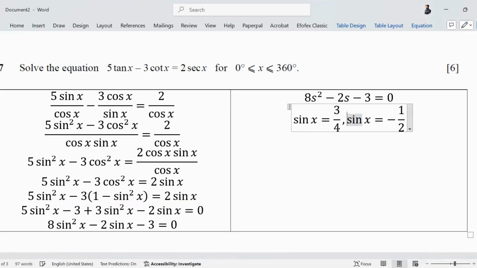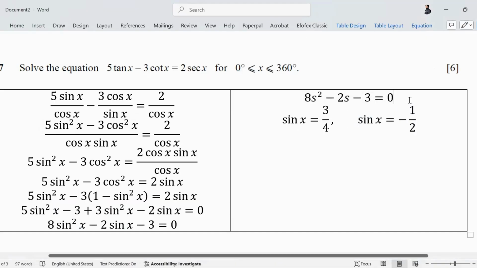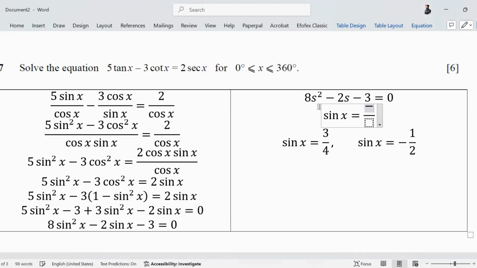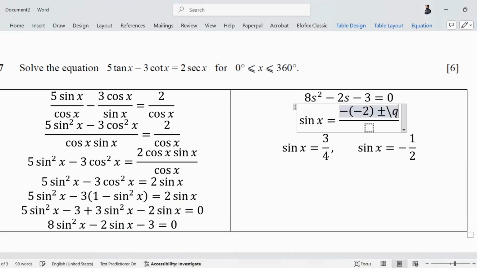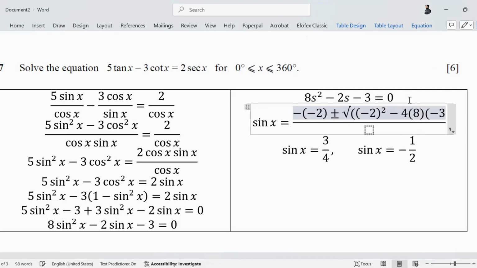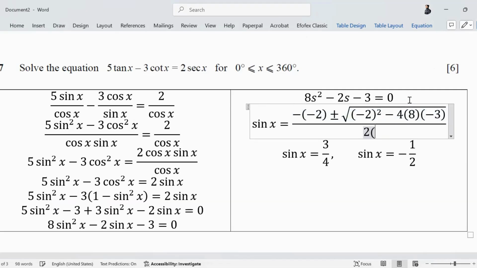Even if you are using the quadratic formula, you'll have to show your values. You will say I got my values of sin x as minus b, minus 2, plus minus under root of minus 2 squared minus 4 into 8 into -3 upon 2a. But see, it's your choice, not to worry. It's paper 2, you have the calculators with you, so it is not a problem. Either way, you come to these two values.